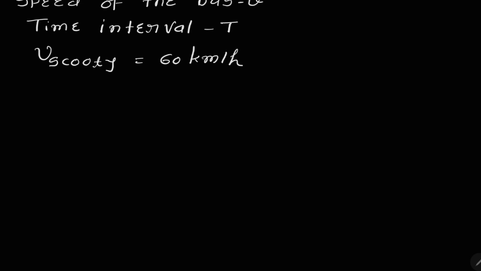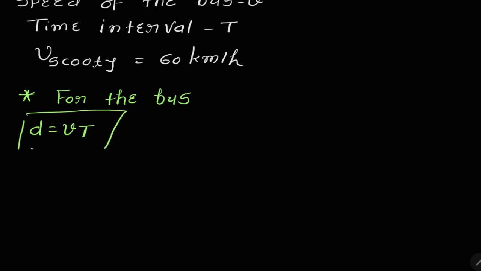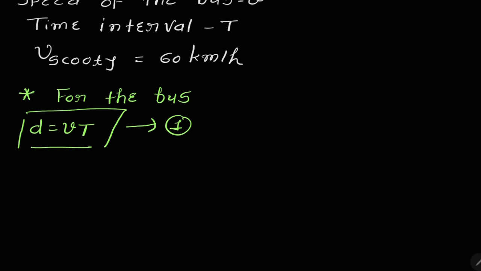Now let me make an equation. So बच्चों, for the bus in time interval t, how much distance is covered? Distance is equal to speed into time. So बस की स्पीड है v और टाइम है t. Distance covered in a time interval t, d is equal to vt. Now we will solve this problem with respect to the girl.